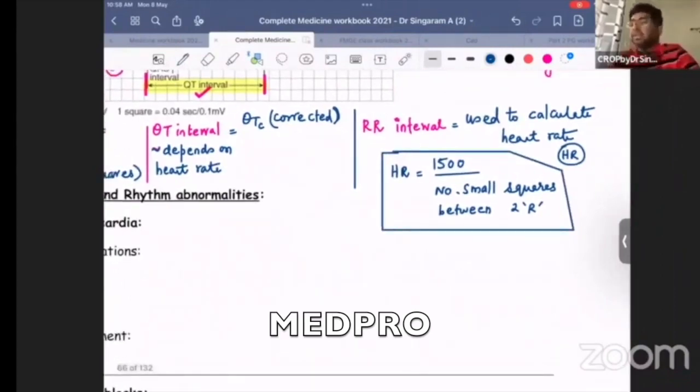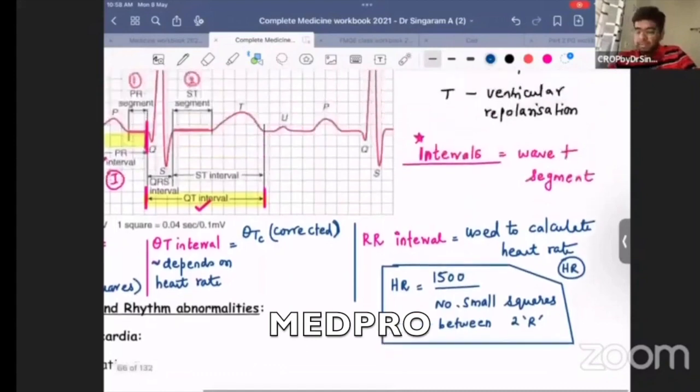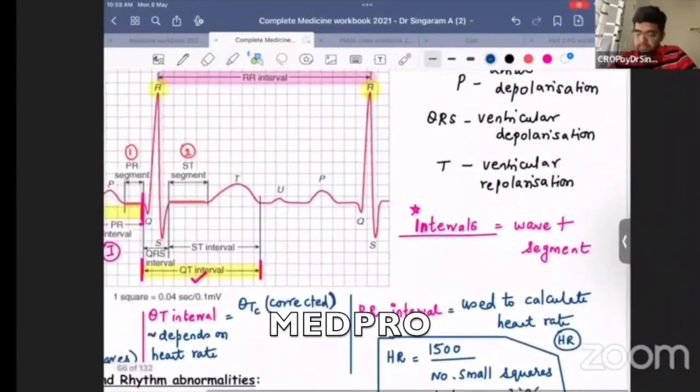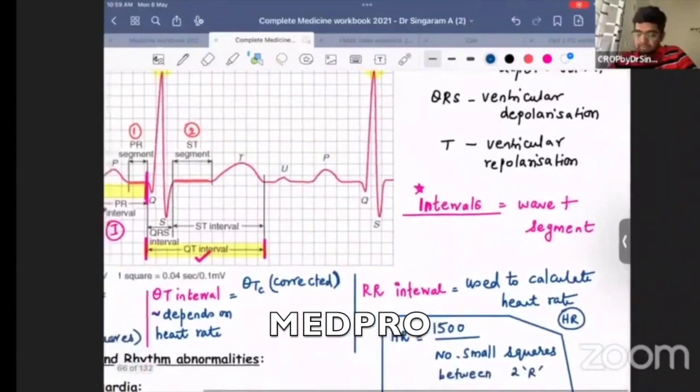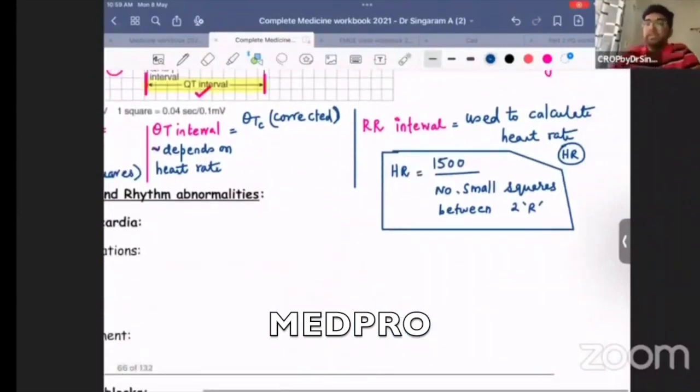1500 divided by the number of small squares between 2 R's. That is how it is usually calculated. Okay, please write that. Is it written? Okay, so heart rate is 1500 divided by the number of small squares between 2 RR. That is the point to be noted, between the 2 RR. Clear?